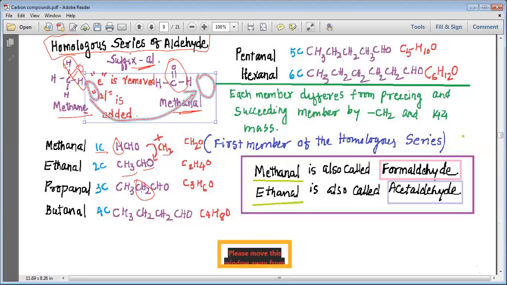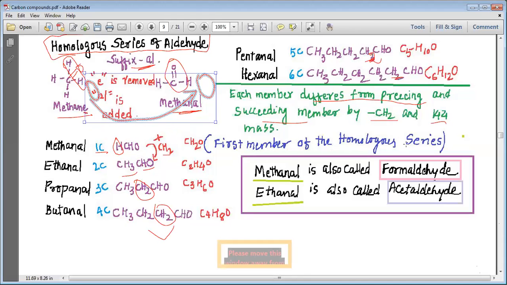Next time you add one more CH2 between CH3 and CHO, you get propanal. You add one more CH2 to get CH3CH2CH2CHO, which is butanal, and in the same way, by adding more and more CH2 groups, you get the next members. So each member differs from the preceding and succeeding member by CH2, that is 14 u.